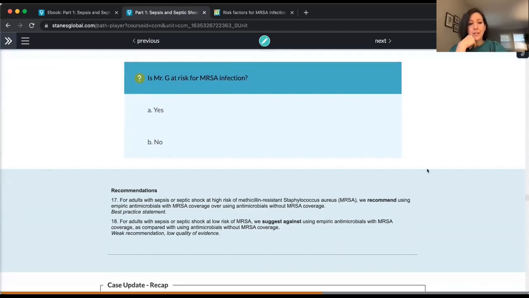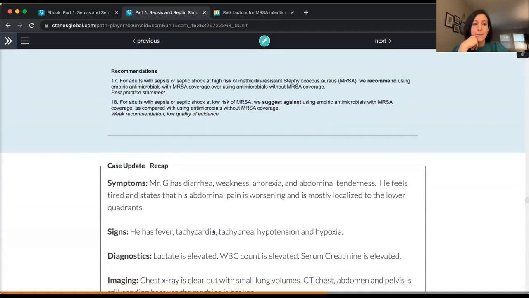So the recommendations for adults with sepsis or septic shock at high risk of methicillin-resistant Staph aureus, we do recommend using empiric antimicrobials with MRSA coverage over not using MRSA coverage. However, we suggest against that if the patient doesn't meet those criteria for MRSA risks. So that's a big learning point too.